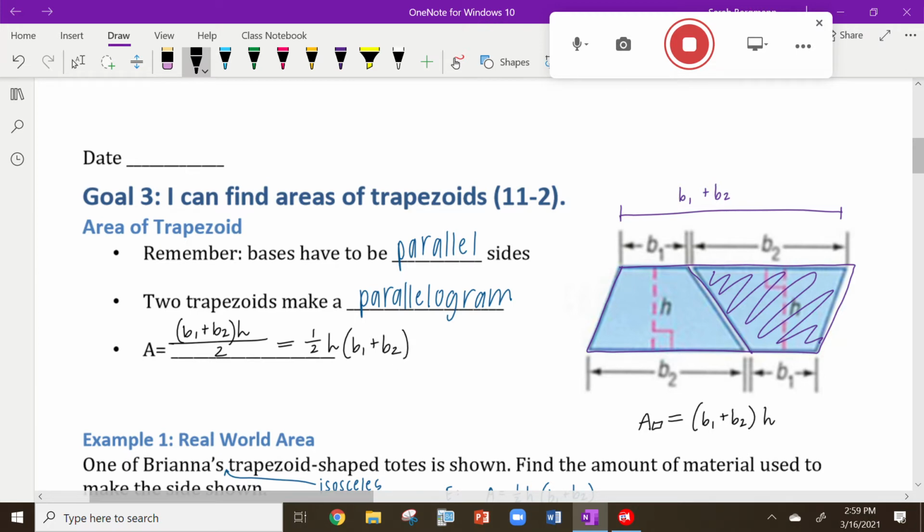Another way to think about this, we know that the average of the bases, B1 plus B2 divided by 2, is the same as the length of the midsegment. So if you take the midsegment times the height, that will give you the area of the trapezoid.